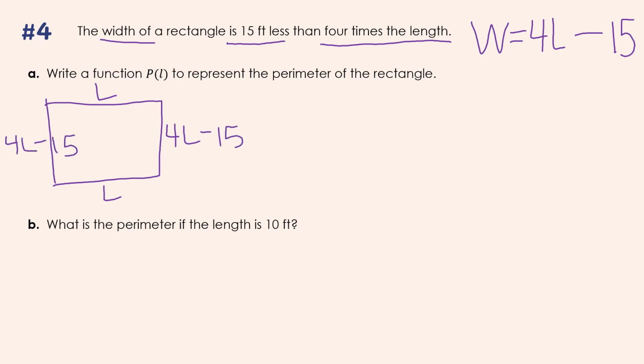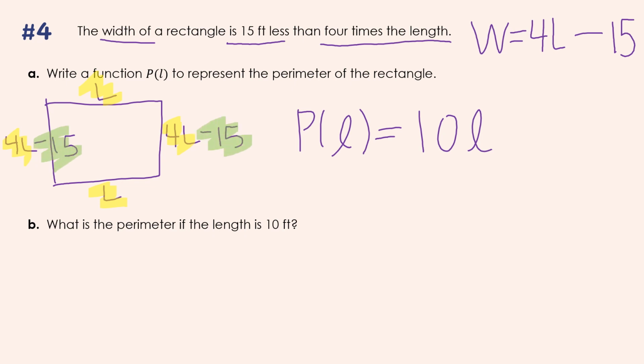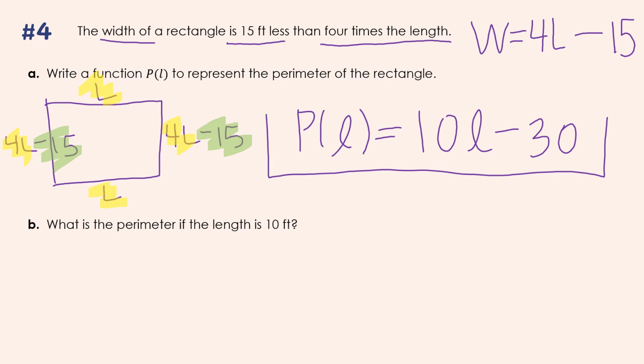So this time our model is going to be P of L because it's the length that this is written in terms of. So when we find the perimeter, we're going to add all of the like terms. So I'll start with all the L's. So we have 4L and 4L, which is 8L. Plus another L, which is 9L, plus another L, which is 10L. So 10 total L's. And then we're going to look at all of our constants, and we have a negative 15 and a negative 15. And negative 15 and negative 15 make negative 30. So our perimeter can be represented by 10L minus 30.